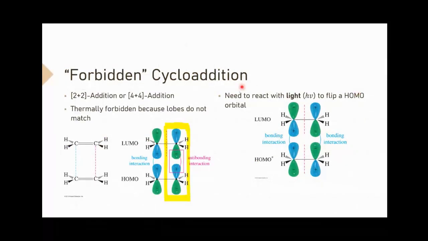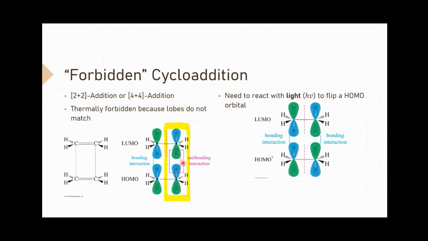Another thing that might be on the exam is the forbidden cycloaddition. That's when you have a 2+2 or 4+4 addition. The reason why it's forbidden is because the lobes do not match. So here, this side matches. If you have a 2+2, so a two carbon double bond right here, the other orbital does not match, so it's just going to be anti-bonding.